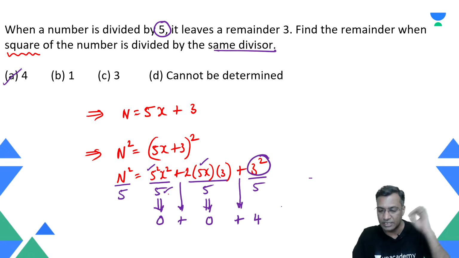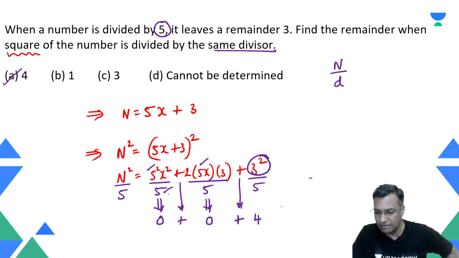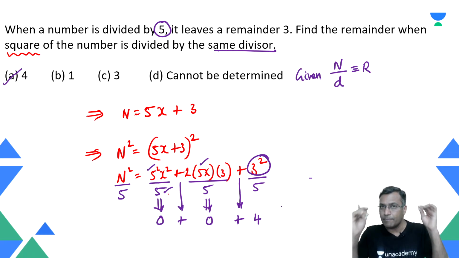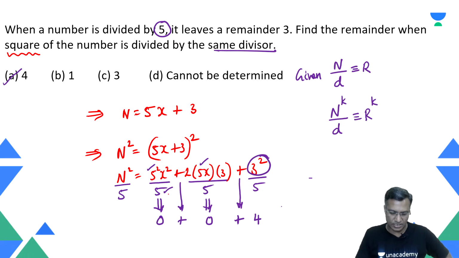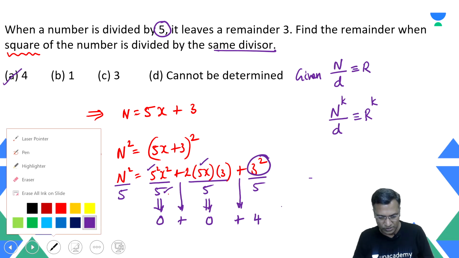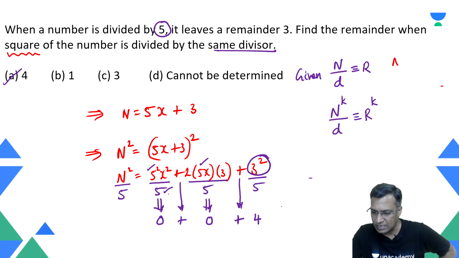Now, coming to this particular point, listen to this. Given this point number 2, when the number is divided by the divisor, if it leaves r as the remainder, then when the number raised to the power k is divided by the same divisor, your remainder is going to be r raised to the power k. Let's put it in perspective. What was given to me? There was a number, when divided by 5, the remainder was 3. Good. But the author said that when n square is divided by 5, I should know that the remainder has to be 3 square. What do you mean by 3 square? 3 square is nothing but 9.